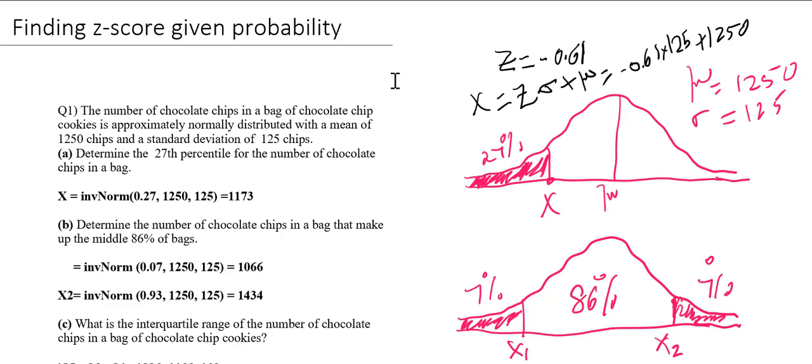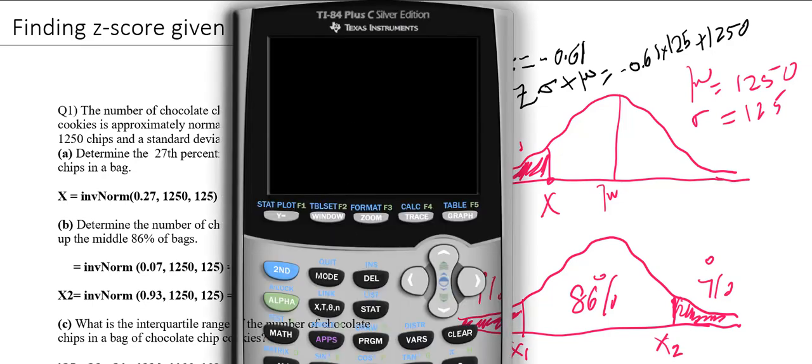But he doesn't want Z, he wants X, the number of cookies. X has a formula, which is Z times sigma plus the mean. Z is negative 0.61, multiplied by 125, which is the standard deviation, and add 1250, and you should get 1173. Let's try this, guys.